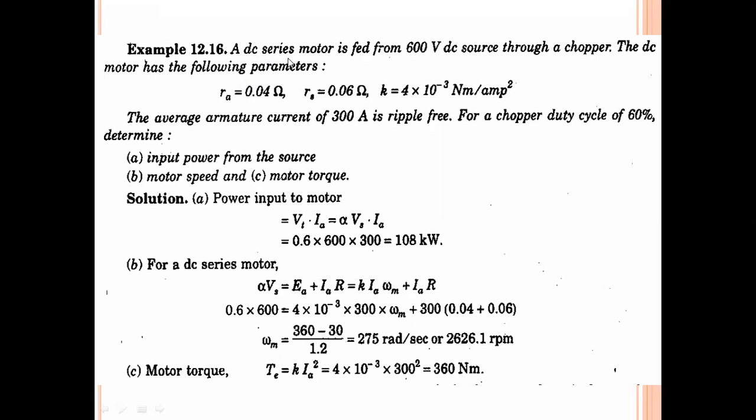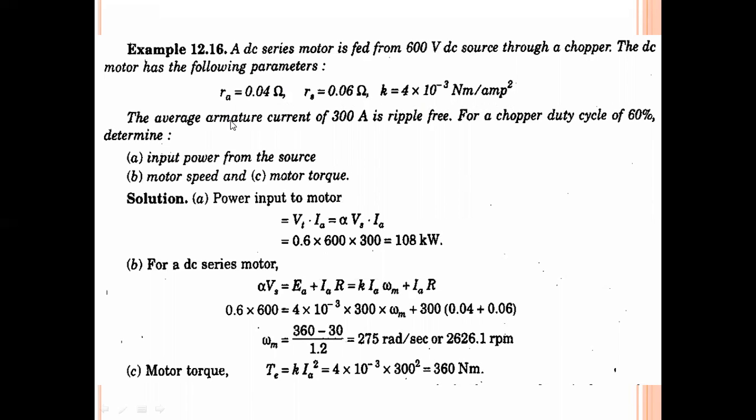This is a DC series motor. The series motor means armature winding and field winding both are connected in series. So the armature resistance is given 0.04 ohms. Field resistance has been given 0.06 ohms. And the constant K is given, which is 4 into 10 power minus 3 Newton meter per ampere square. This is a DC series motor.